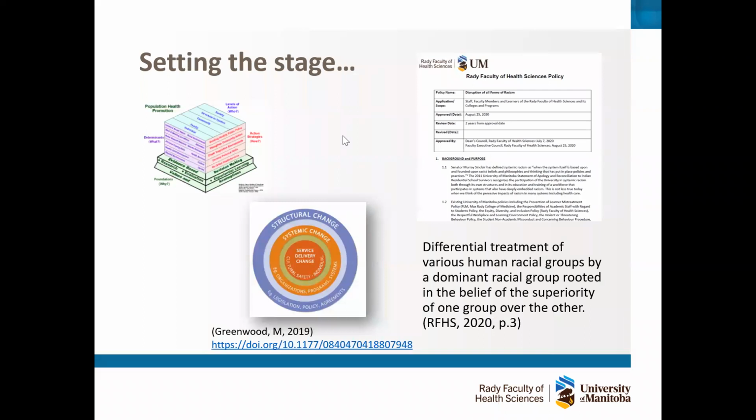So our job in the OIPC, we will set the stage by showing them the population health model from Health Canada. And there's another model by Margot Greenwood and the Indigenous Collaboration on Indigenous Health Improvement out of British Columbia. I think I have the acronym wrong. They have another model around service delivery change, systemic change, and structural change in trying to address racism. And we'll also be providing a definition that comes from the Rady Faculty Policy on Dismantling All Forms of Racism, which is here on the slide here.